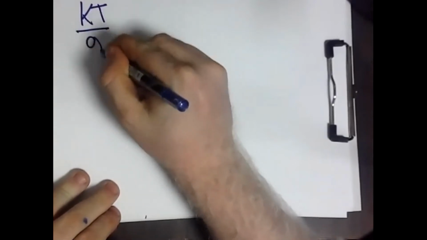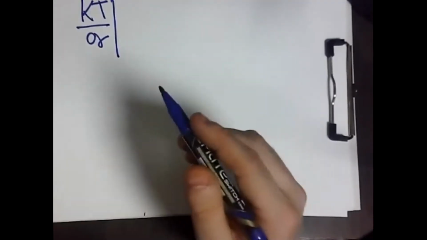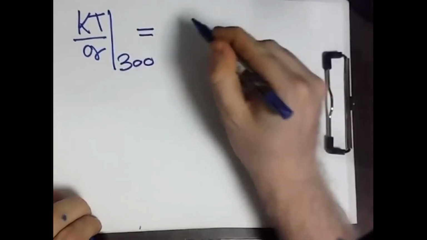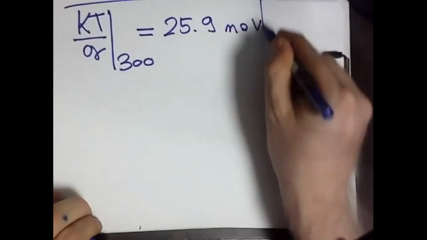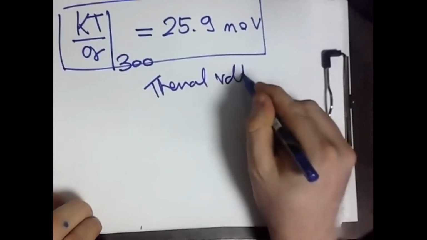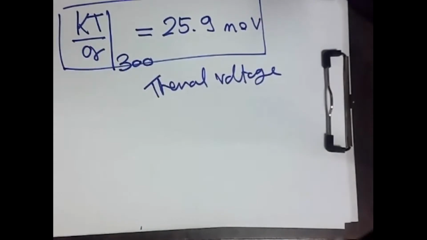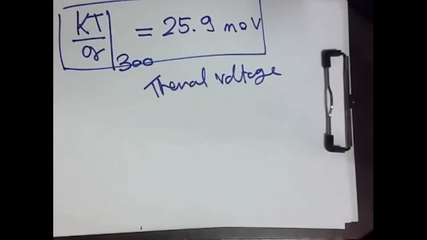The term kT over q: of course, k is a constant, the Boltzmann constant. q is a constant, which is 1.6 times 10 to the power negative 19. At room temperature, this number tends to 25.9 milli electron volts. We call it the thermal voltage. Of course, whenever the temperature changes, this number will change, but this is a very famous constant. Usually we are dealing with semiconductors at room temperature, so we usually use this number in this form.